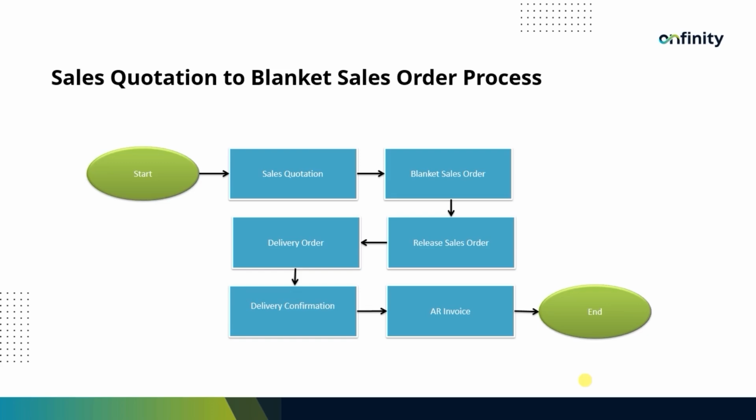After the quotation is reviewed, negotiated, and accepted, it's converted into a blanket sales order, or BSO. The BSO formalizes the agreement for the entire period, specifying the total quantities, unit prices, and the terms and conditions that apply. After that, monthly release sales orders are generated from the BSO. These release orders match the customer's specific monthly needs. This helps the sales, production, and warehouse teams to plan and allocate resources efficiently.